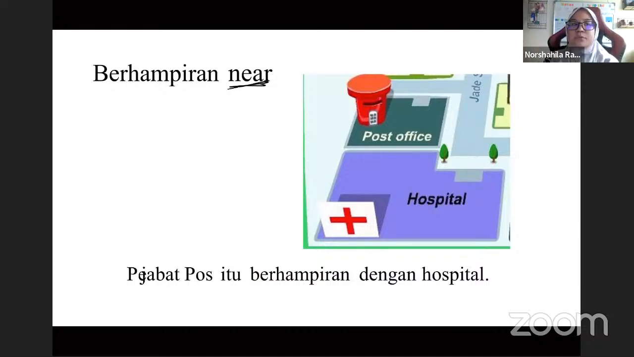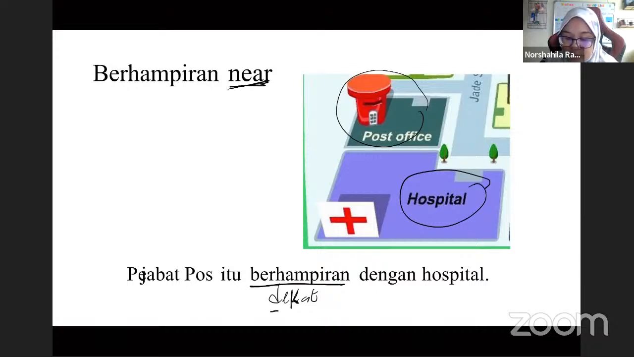Okay, next. Berhampiran, near. Okay, if you want to give a direction like near, you want to say, oh, near to post office. Okay, so in bahasa Melayu is berhampiran. Colloquially we call it dekat. I need to tell you that as well because sometimes we will say dekat. Okay, pejabat pos itu berhampiran dengan hospital, or the post office is near to the hospital. So this is hospital. Okay, dekat or berhampiran or dekat, all mean near to some place.